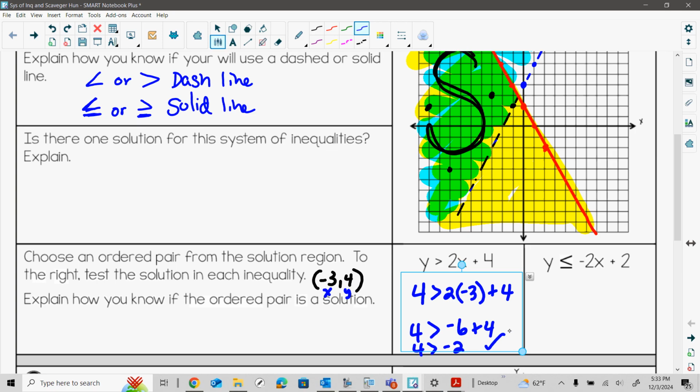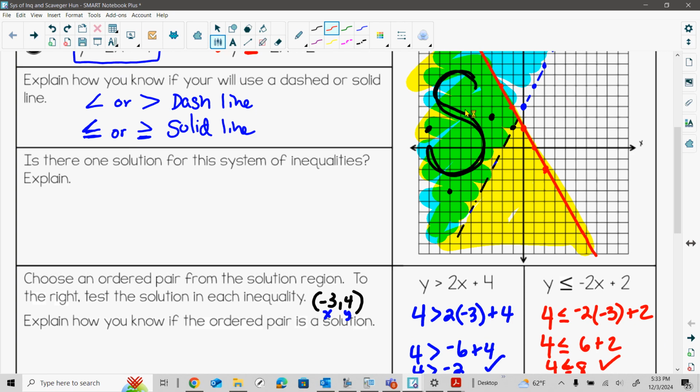But it has to be true for both. So when I plug it into the second inequality, 4 is less than or equal to negative 2 times negative 3 plus 2, which is really saying 4 is less than or equal to, negative times a negative is a positive, so 4 is less than or equal to 8. That is true. So that's just showing it algebraically. But as long as our point is in this region, then we know it's true.